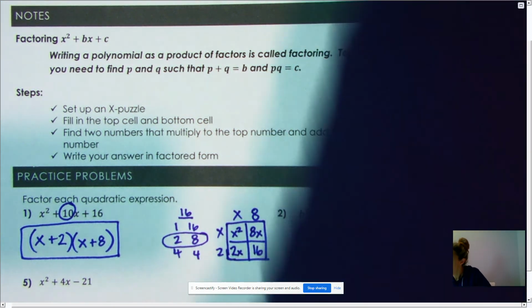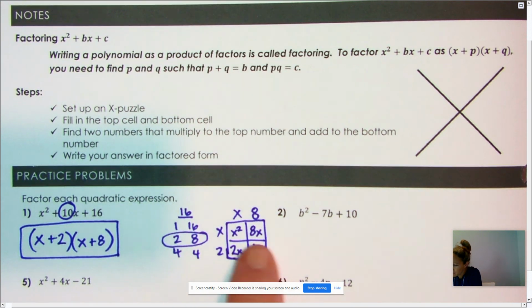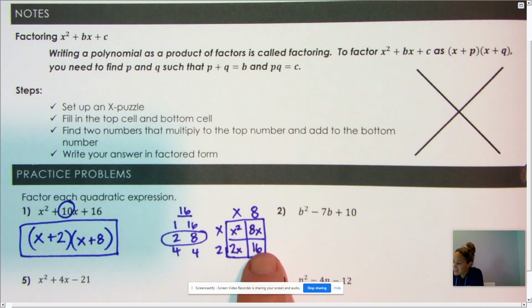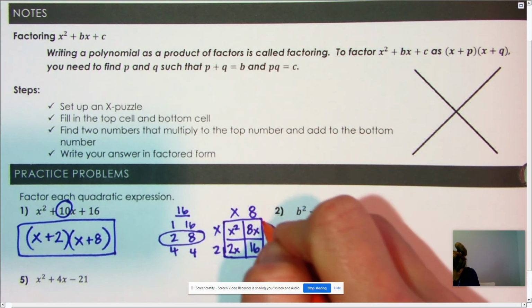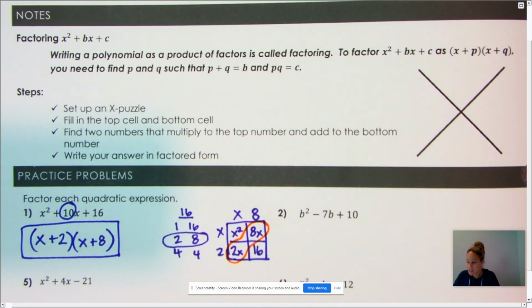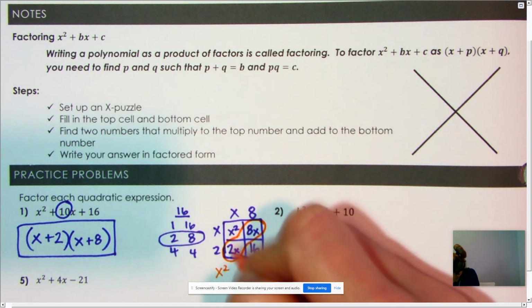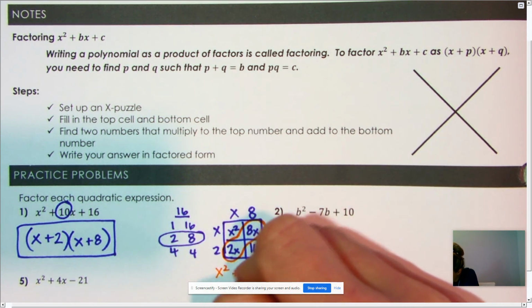Okay, and remember the way that I got the 16, and by the way, we're going to get it equal to this, was the 2 times the 8. And because these are like terms, I'm going to add them up. So if we do all that, we've got the x squared. I'm going to combine my like terms. I'm adding the 2 and the 8, and I'm getting 10x.